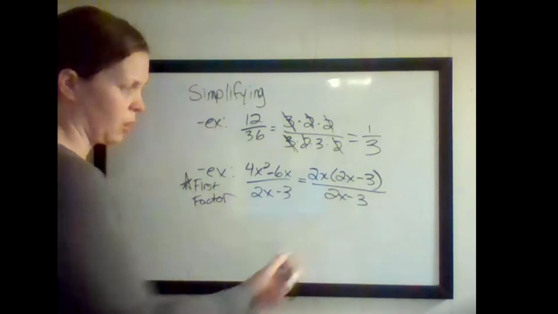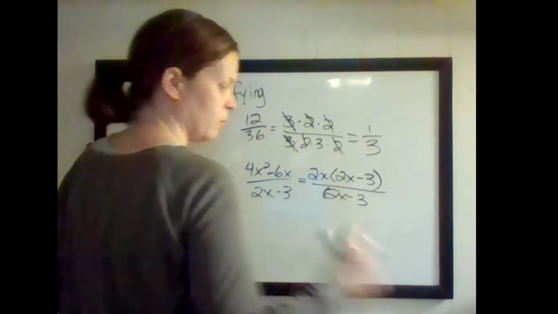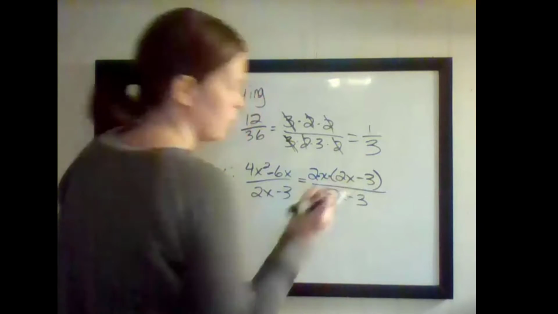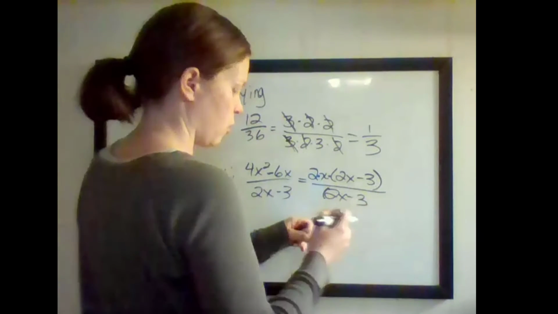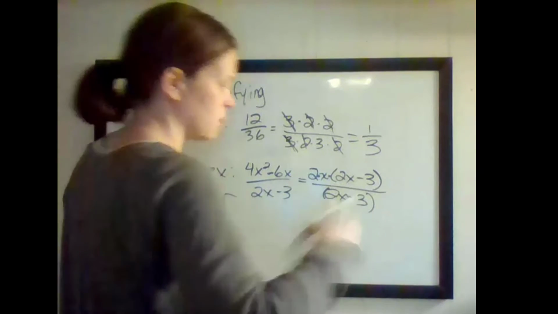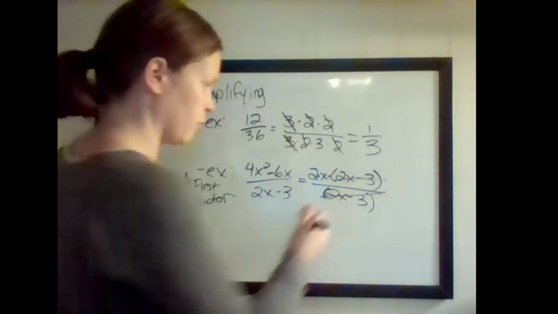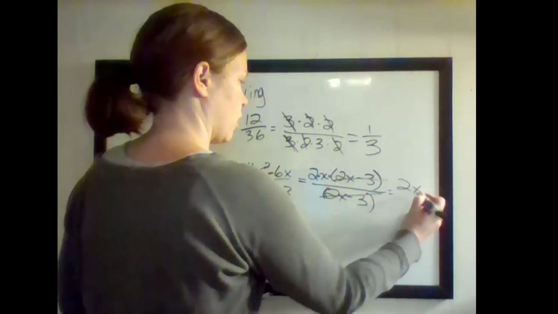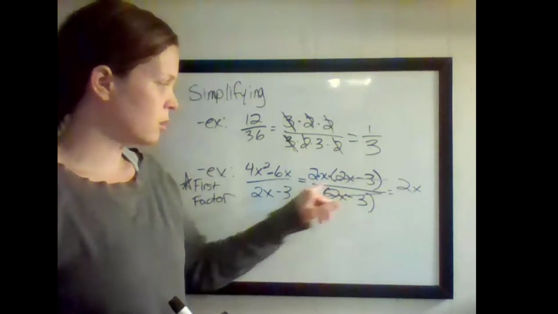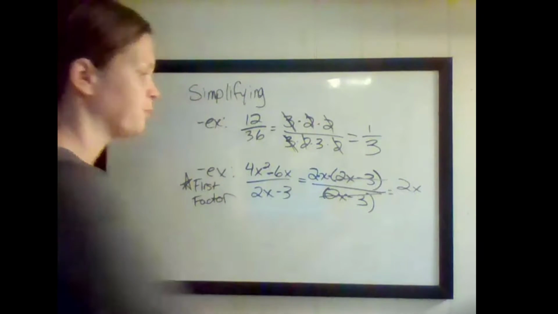Bottom can't really do anything, but now we can see this is like 2 times x times 2x minus 3. This is one full thing on the bottom, 2x minus 3. So since they're the exact same thing, the whole thing can cancel out. So we would be left with 2x over 1, so just 2x. Okay, so notice, the whole thing is multiplied by the other thing, so it needs to be fully factored.